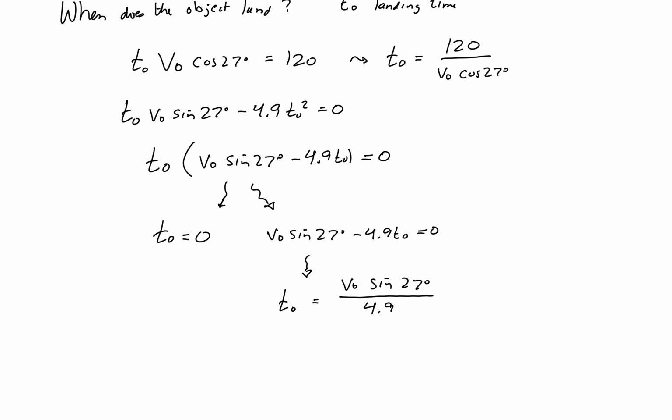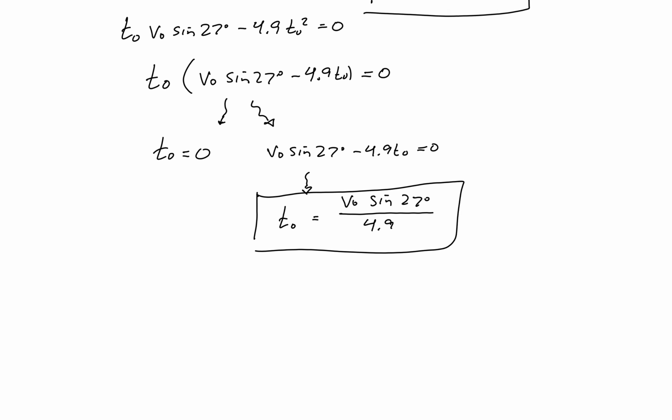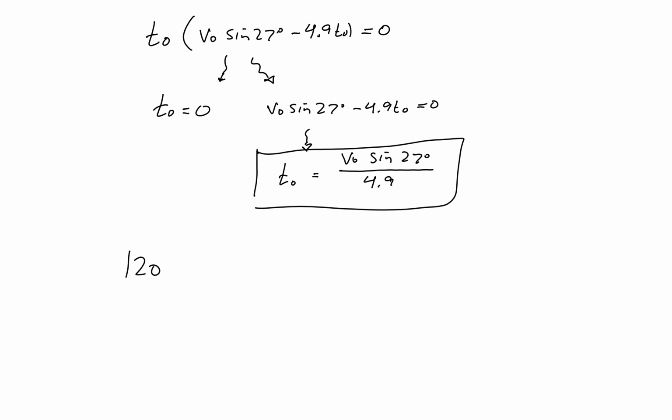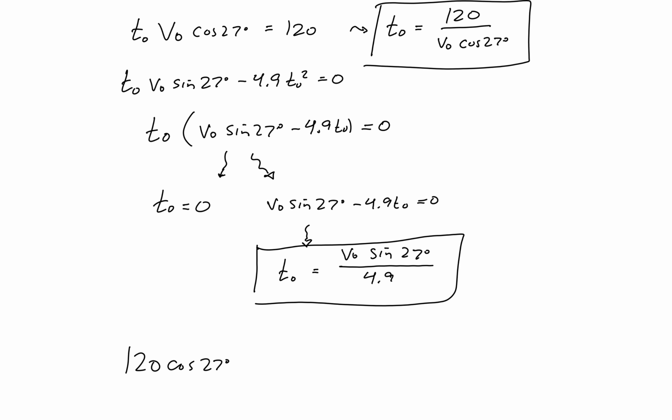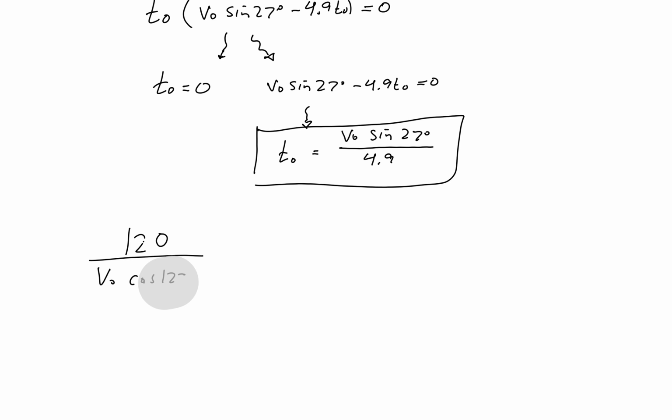And so now we have two equations here. I have this and this equation, so let's set those equal to each other. So I have 120 cosine of 27 degrees, or sorry, that goes in the denominator, so over v0 cosine of 27 degrees is equal to v0 sine of 27 degrees over 4.9.